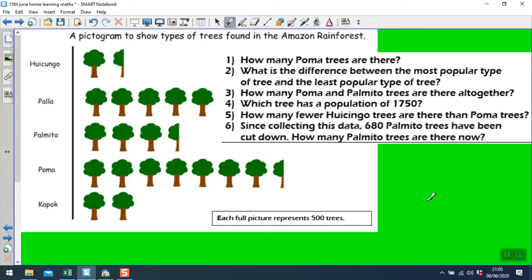Now we've got a different pictogram, and it's showing types of trees found in the Amazon rainforest. Huikungo, the pala, palmito, poma, and the kapok. And the key is different again. It says each full picture represents 500 trees. Before I start answering the questions, I think it's a really good idea to write down how many of each tree there are. Pause the video while you work this out.